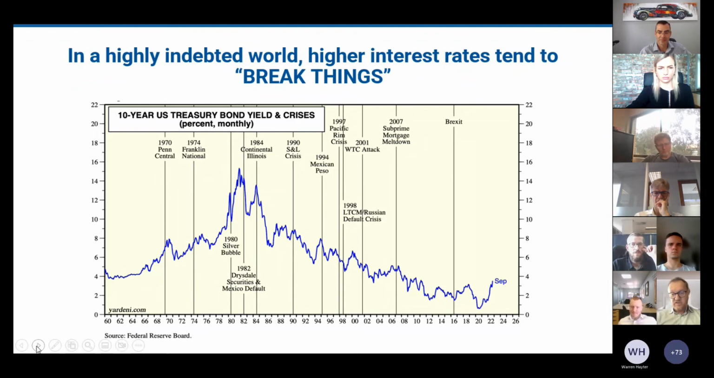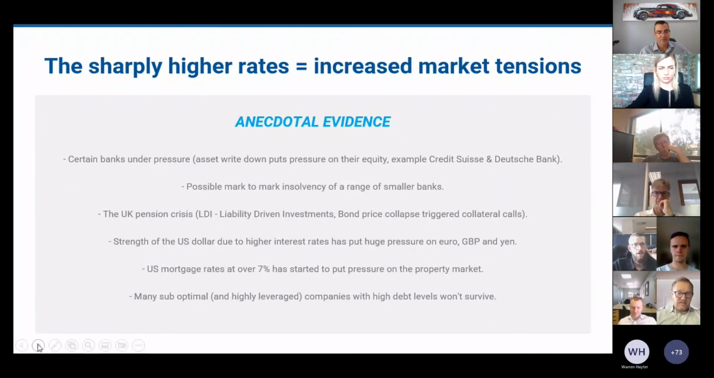But you can see on this chart just how severe this current move up is, and it's akin to so many of the other moves that we've seen over the course of history. So that's the 10-year. Are there tensions in the market? There's definitely a lot of tension.